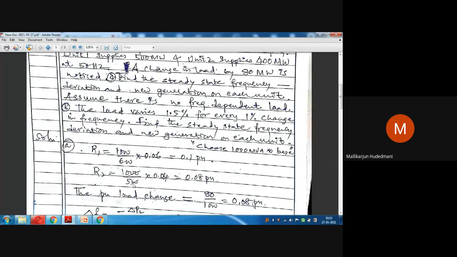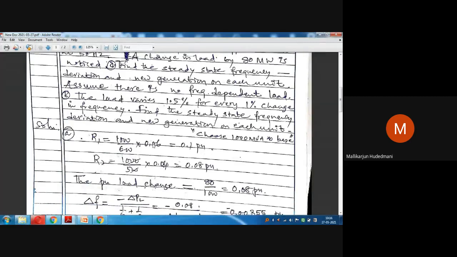To shift it to new base of 1000, what we will be doing? New base value divided by old base value into value of the quantity. It is 4%, 0.04 fraction, 1000 divided by 500. So 0.08 PU. Now change in load. What is the change in load expressed here? 80 megawatt. 80 megawatt divided by 1000 becomes 0.08 per unit.